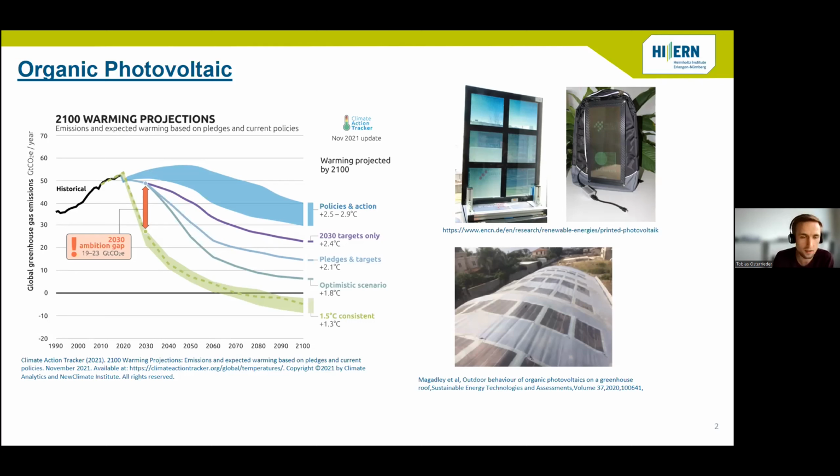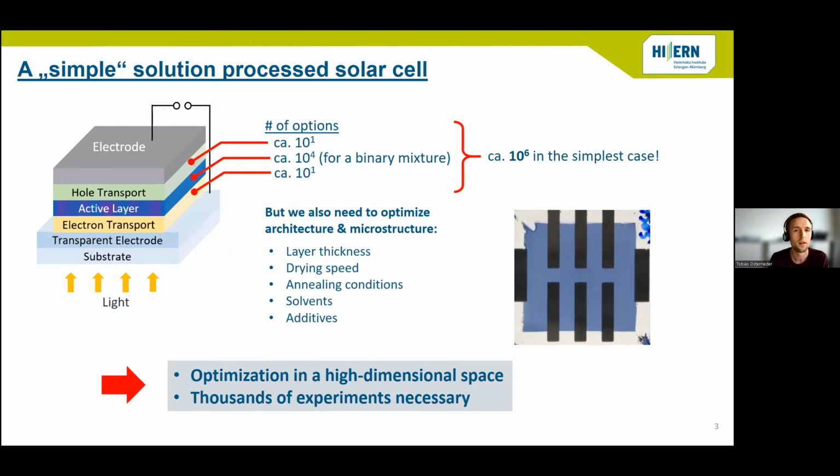Yeah, so what's the problem? The problem is we're still lagging behind in efficiency and stability compared to the silicon solar cells. So we want to increase those things to be competitive on the market. The problem here for the organic solar cells is we have a lot of options to choose from. On the one hand, it's a problem because we have a lot of options to choose from. On the other hand, it's good because we still have room for improvement.